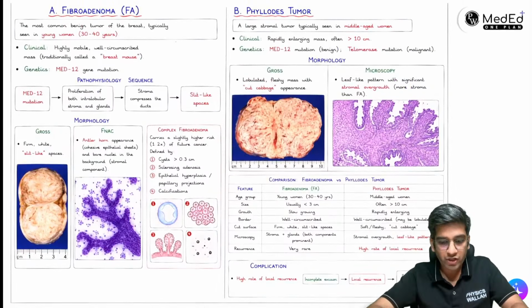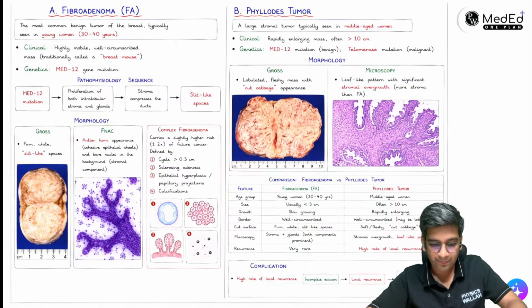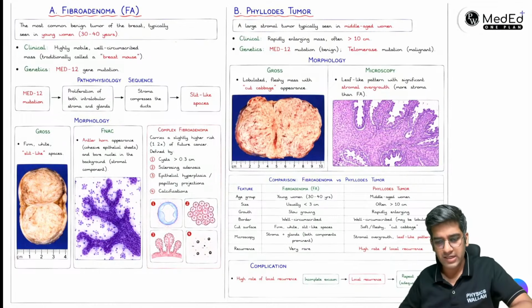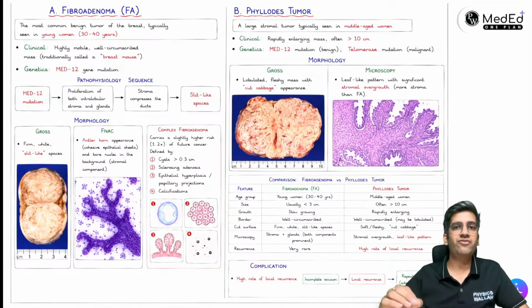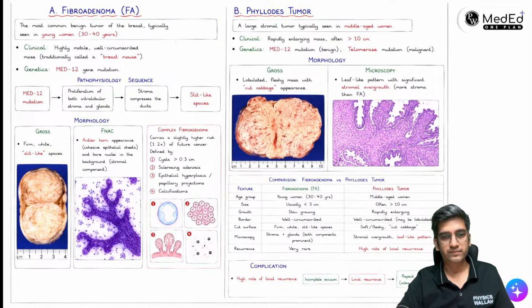Before going to breast cancer, can anyone tell me whatever comes to your mind regarding the risk factors of breast cancer? Whatever comes to your mind.